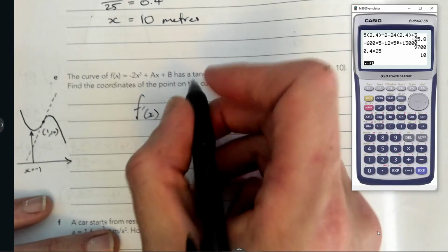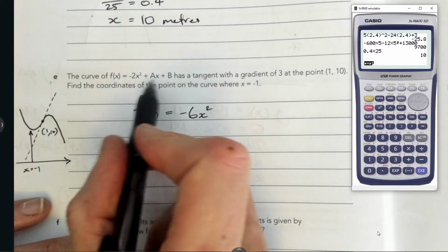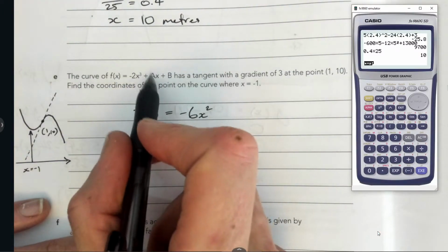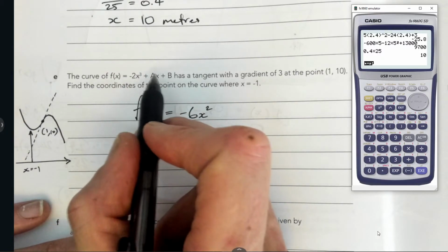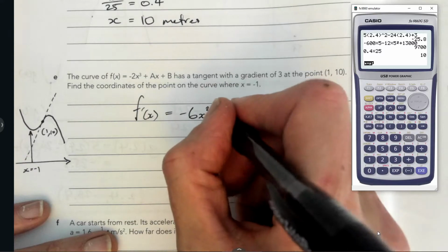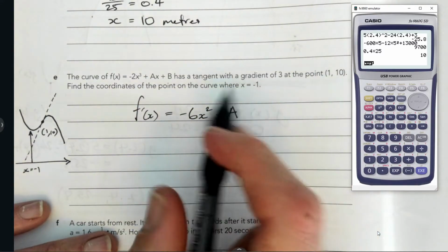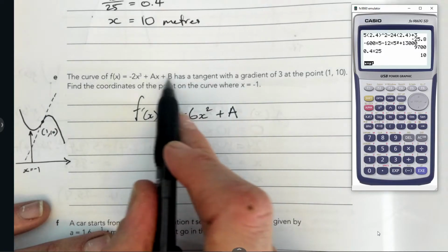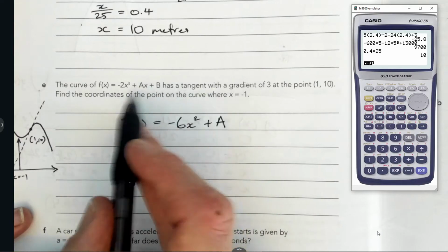Okay, first derivative, -6x to the power 2. And then how would we differentiate this? Well, a is just a number, right? So if it's a number times x, all that happens is it just becomes that number without the x next to it. The b, on the other hand, doesn't have an x, so it's actually just going to go away. So we can find the derivative of this.